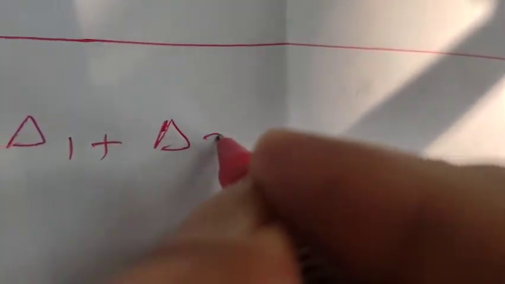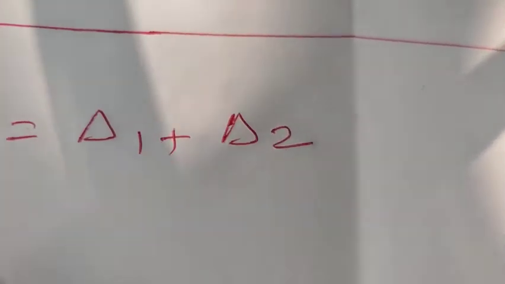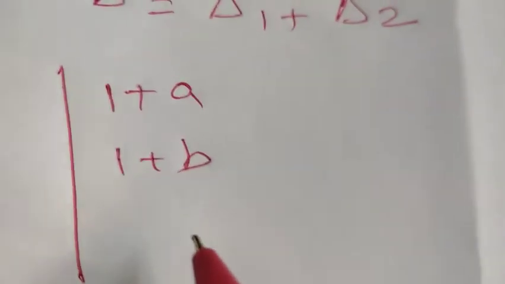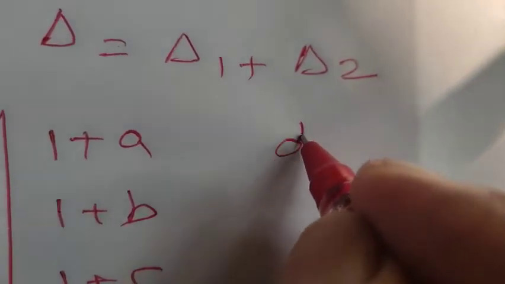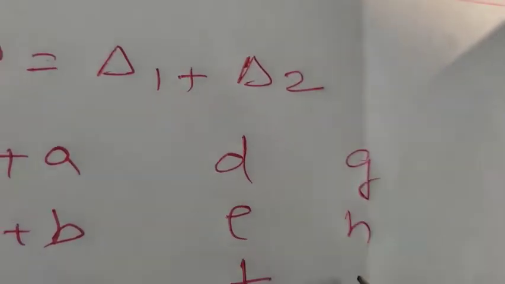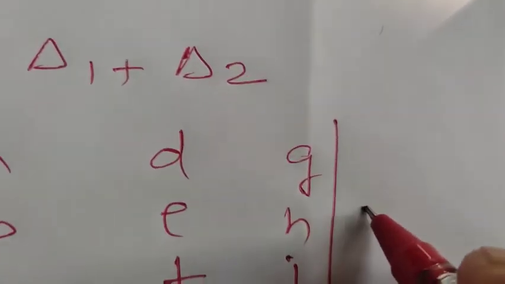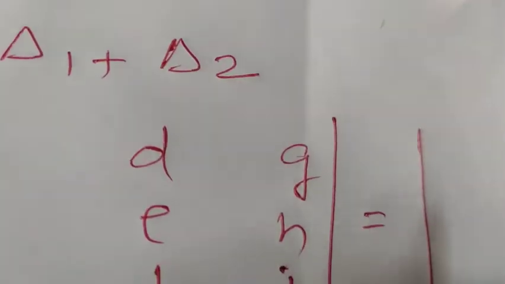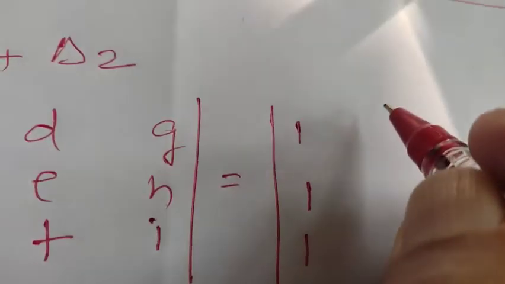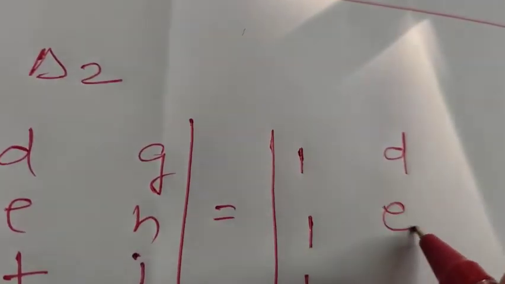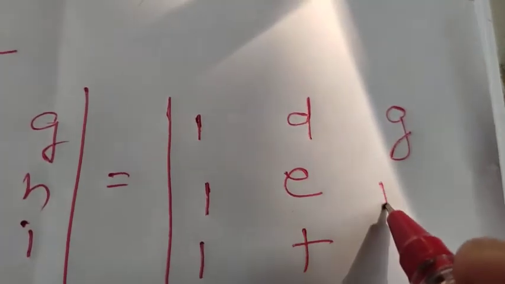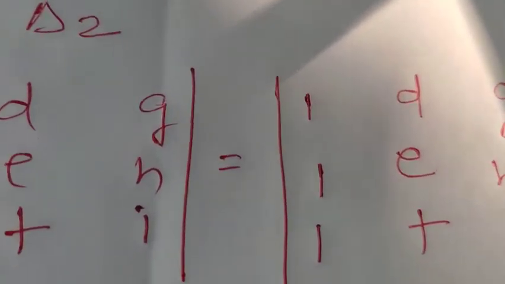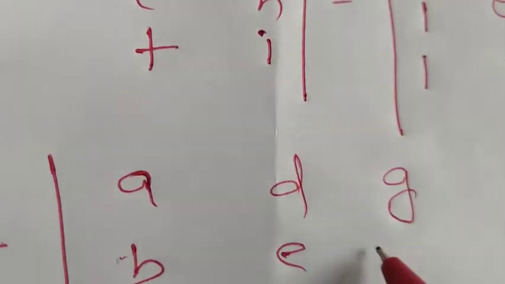One determinant can be split up into two determinants. Consider the determinant with rows 1 plus A, 1 plus B, 1 plus C; D, E, F; G, H, I. This can be written as the determinant with first row 1, 1, 1 and rows D, E, F; G, H, I, plus another determinant which is A, B, C; D, E, F; G, H, I.